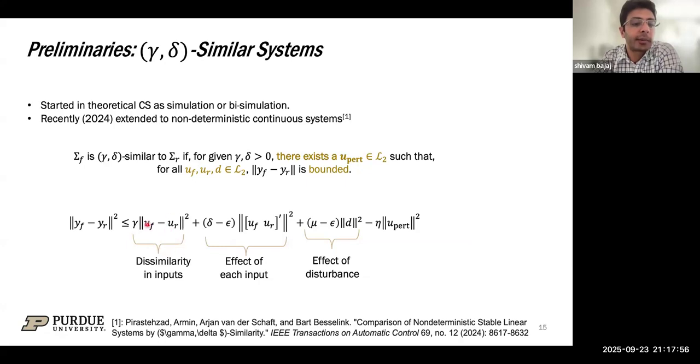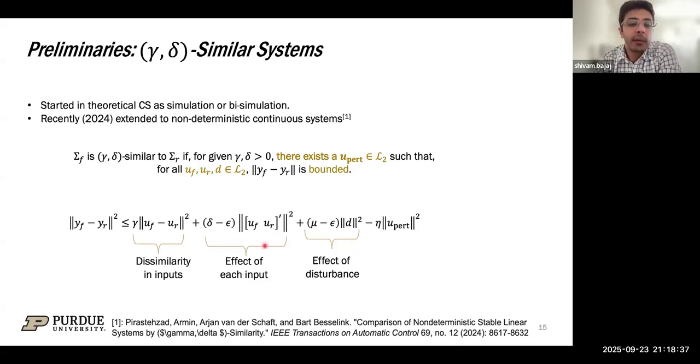Now, if we look at each of these individual expressions, the first part characterizes the dissimilarity in the inputs to the two systems. One can imagine that if the input is the same to the two systems, this term is 0. The second term corresponds to the effect of each input on the error between the outputs. And finally, the third term characterizes the effect of the disturbance on the error between the outputs. And these gamma, delta, and mu are some constants.